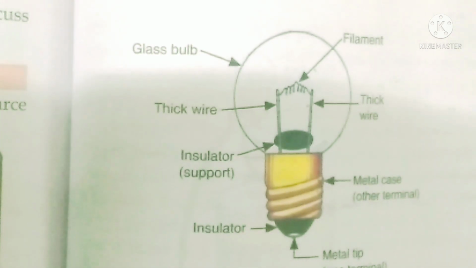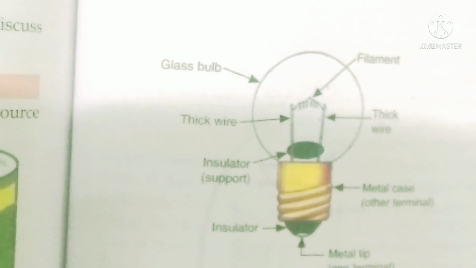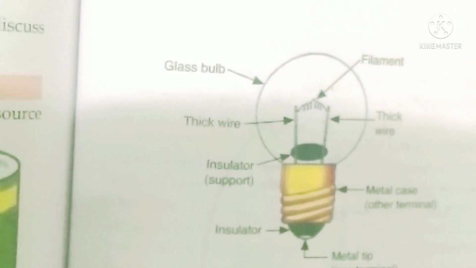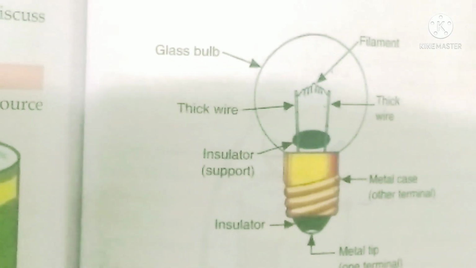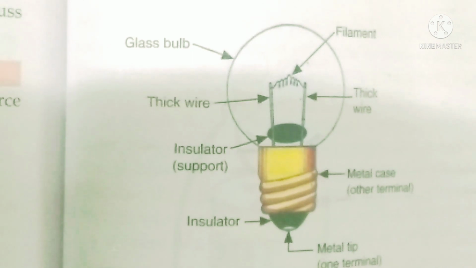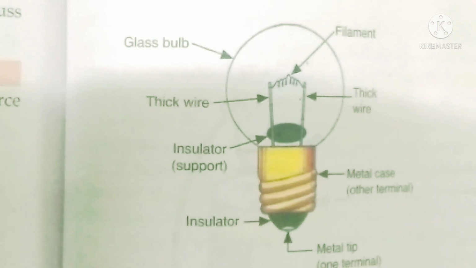Now I told you the metal used to produce this filament is tungsten. Usually it is made up of tungsten. Why is tungsten used? Do you know? Tungsten has a special or unique property of glowing when electricity passes through it, and the electric energy passing through gets converted into light and heat energy by the filament.